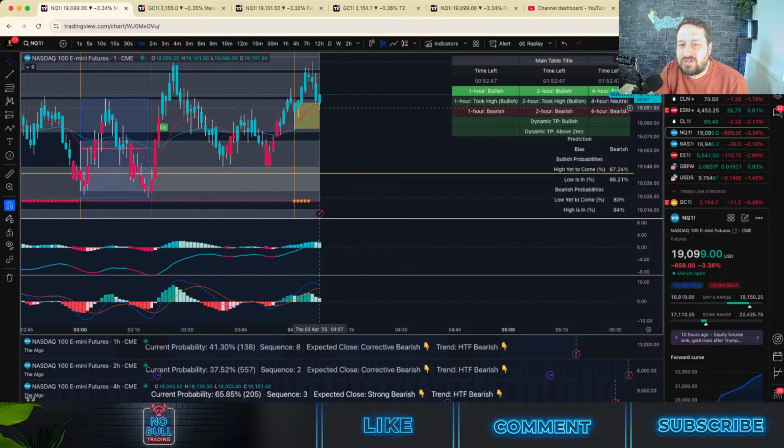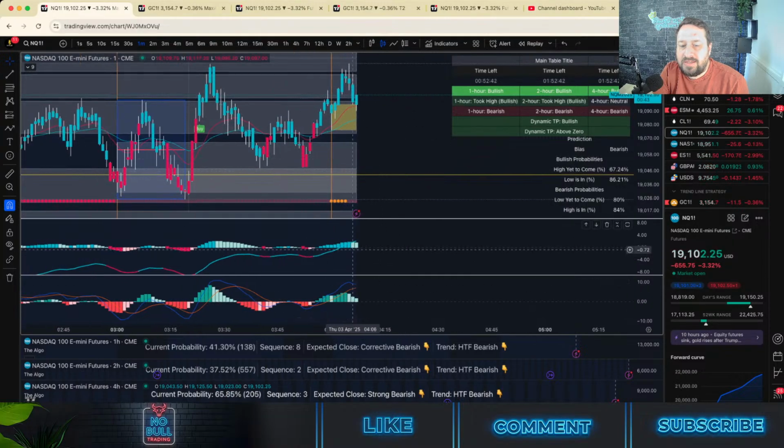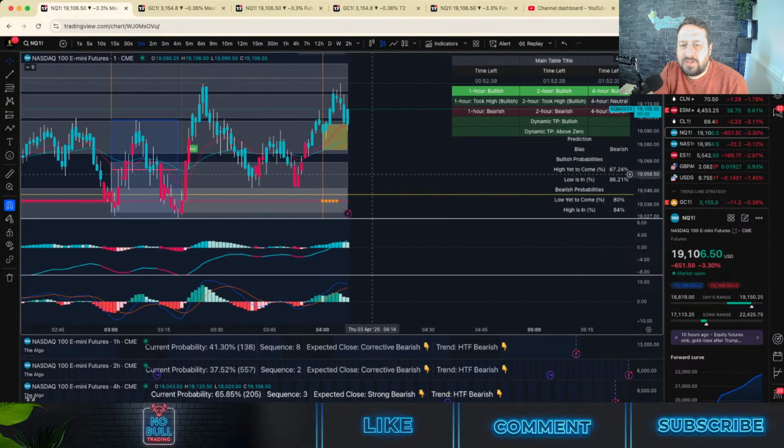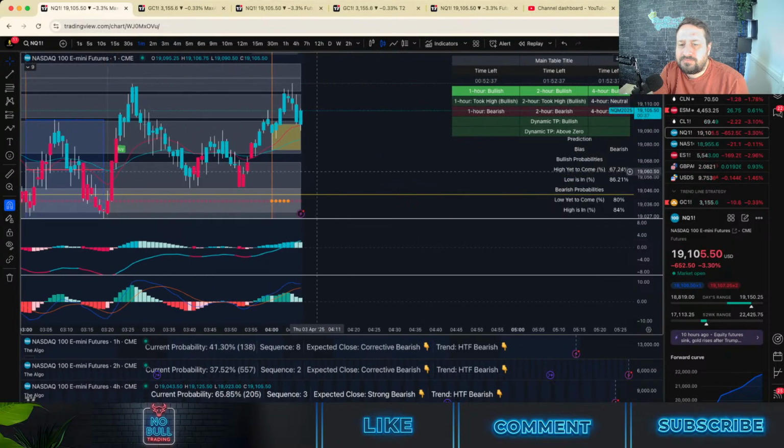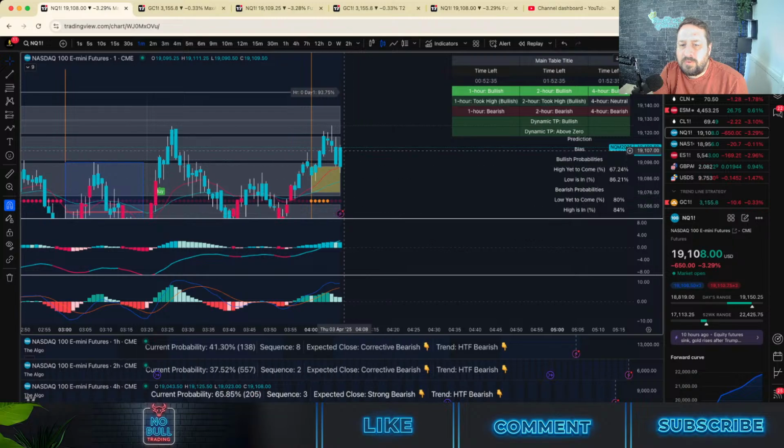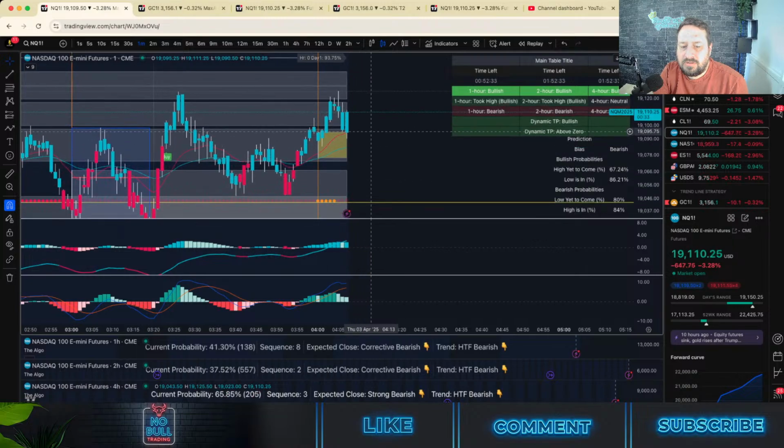So nice reaction from our box. Normally we get these nice shallow, we'll get a continuation. Then we might just go straight for this. Not quite sure we'll get a position on this. Let's see.